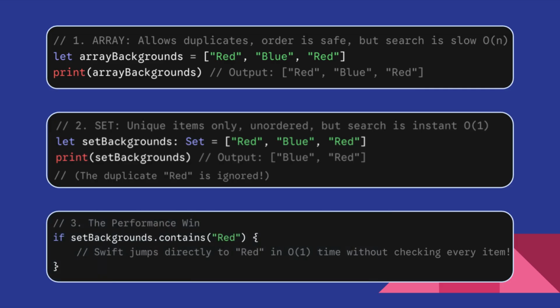When we call setBackgrounds.contains("red"), Swift doesn't scan through a list. It hashes the value and locates it instantly in O(1) constant time. Mentioning this optimization is exactly how you impress an interviewer. Moving on to our next interview question.